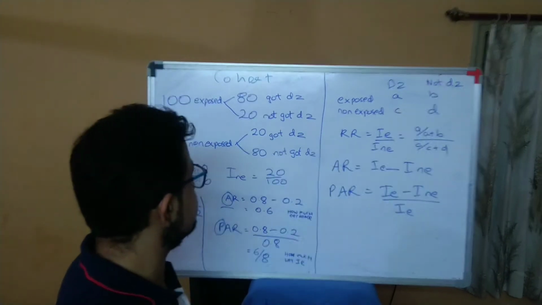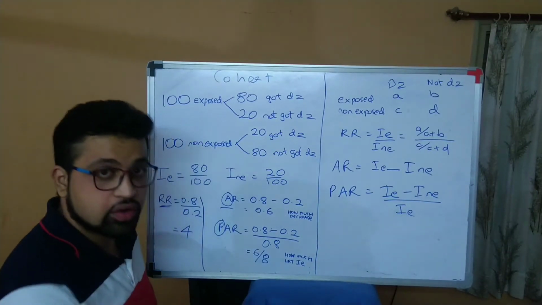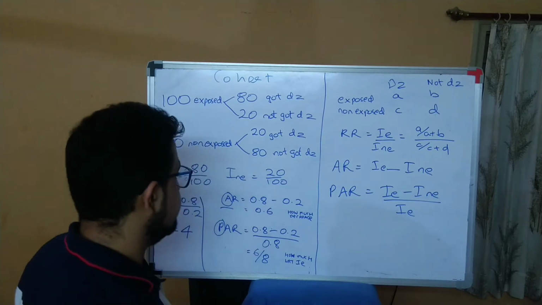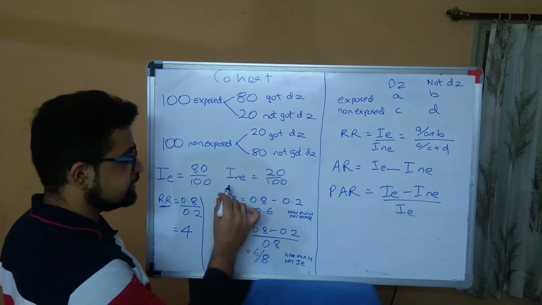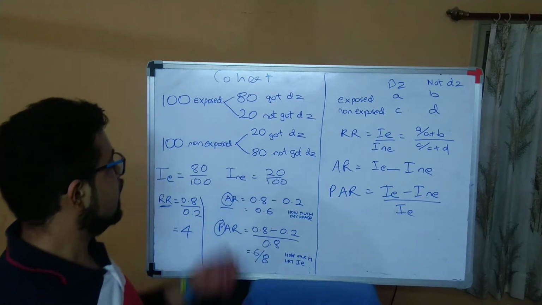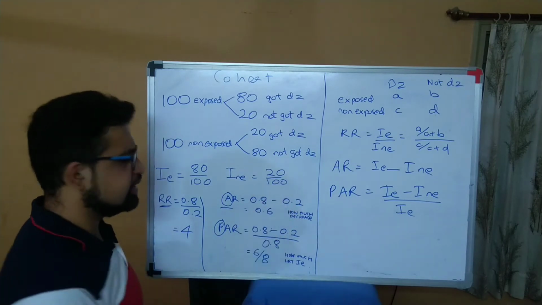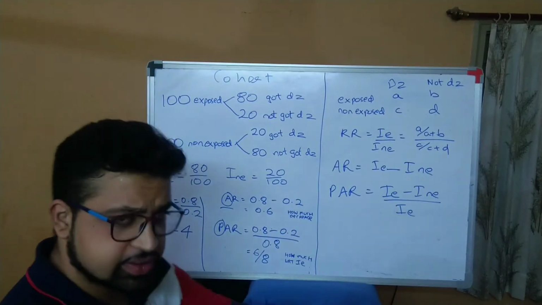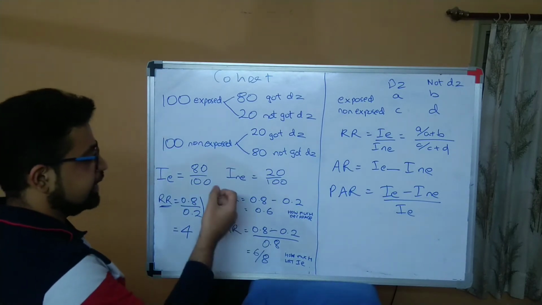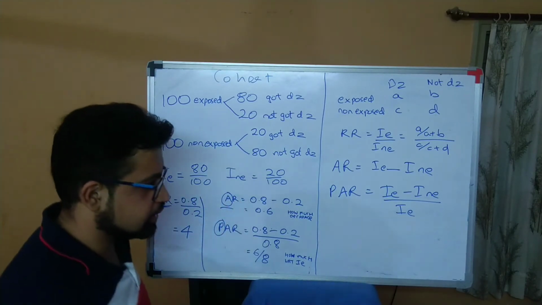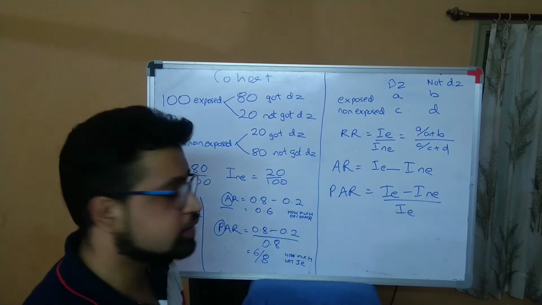Very clear? Am I making sense? Now, what is incidence? How many got the disease? We are going for cohort, cohort is anterograde, right? Incidence in non-exposed. Out of 100 non-exposed, how many got the disease? It is 20 by 100. Very simple. Remember, in cohort you go for incidence, relative risk, attributable risk, and proportional attributable risk. Remember this thing. In case control we go for odds ratio.